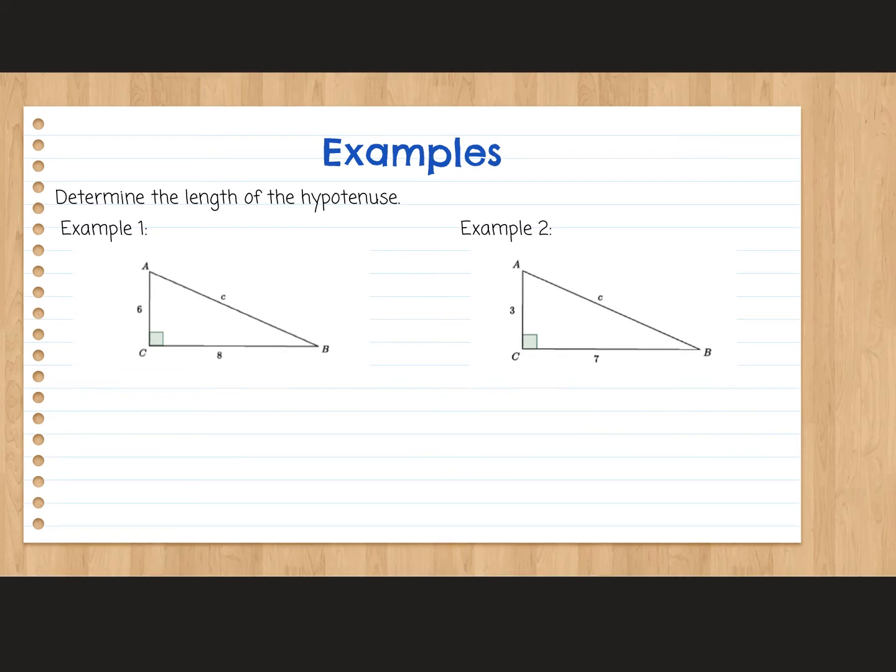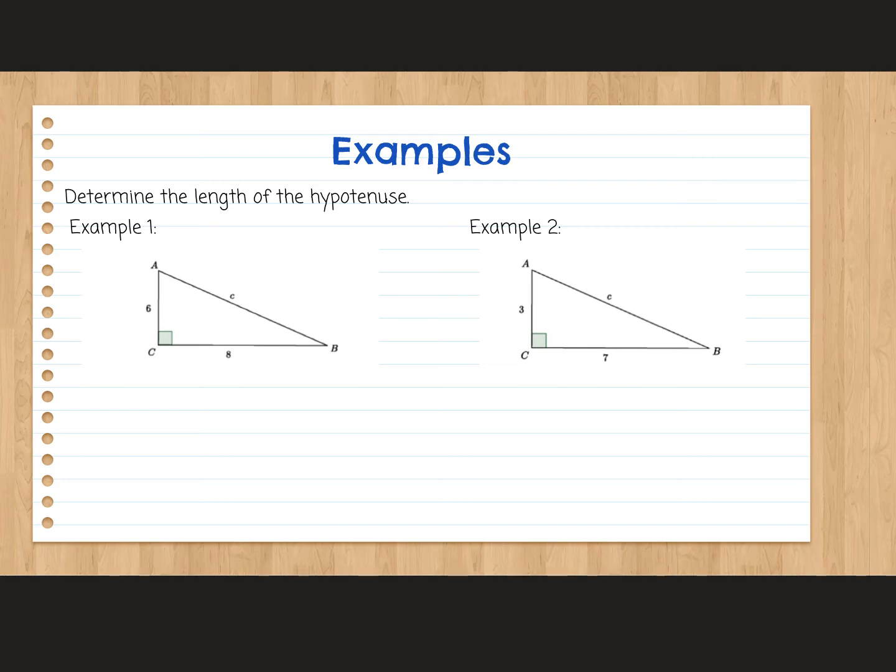Now I want you to pause the video and try to find the length of the hypotenuse here. So using the same steps that we used previously, we have a squared plus b squared is equal to c squared. So here you are simply looking for the hypotenuse. All right, so let's go ahead and take a look at this. So again, we're given our side lengths of 6.